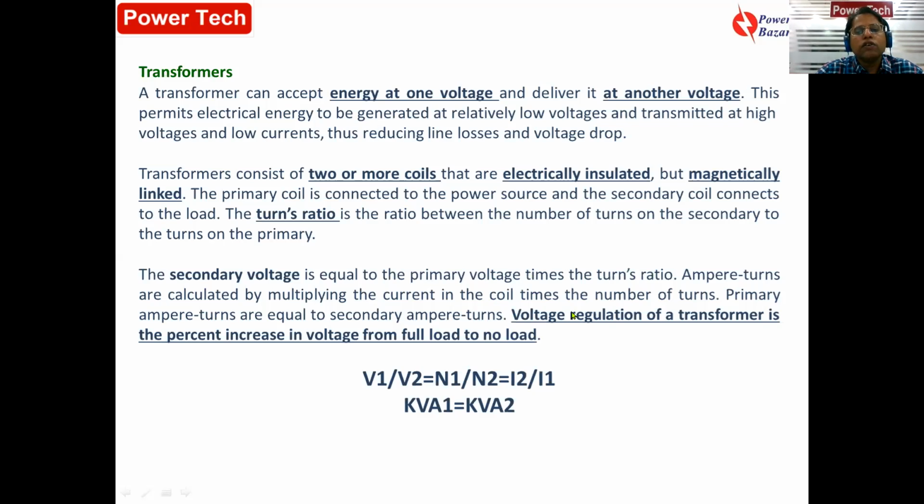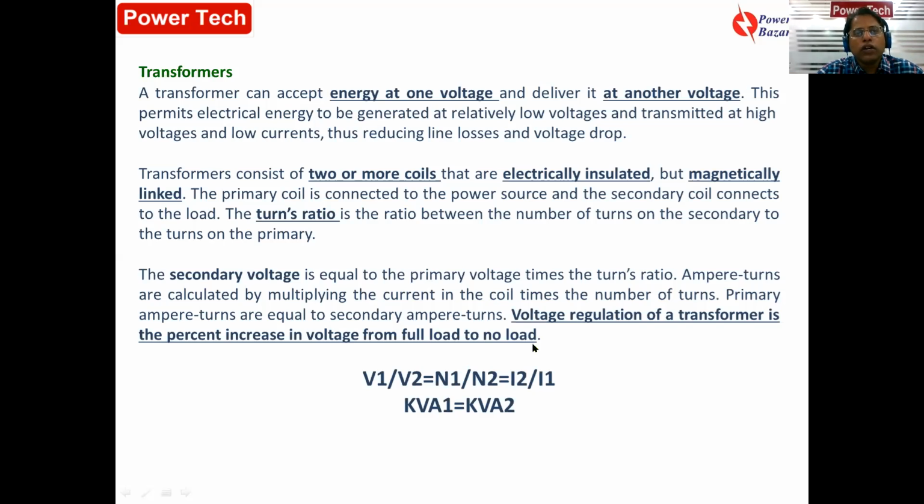Another thing you have to remember is the voltage regulation of a transformer, which is the percentage increase in voltage from full load to no load. When the load on the transformer changes, the I square R loss or voltage drop increases automatically. Since there is a voltage drop, the voltage decreases on the secondary side if the load increases. But as you know, we require a constant rated voltage for successful, trouble-free operation of our equipment.